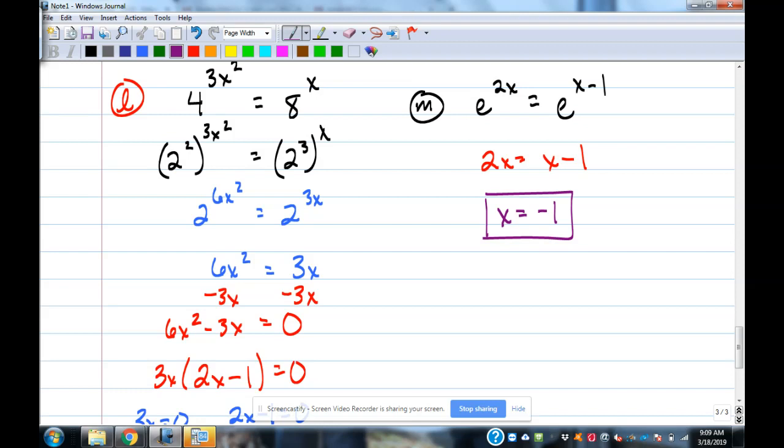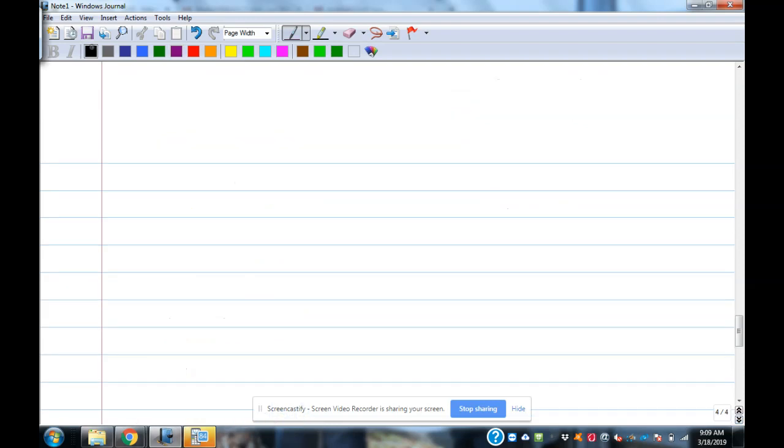Not too difficult. They throw that e in there. Don't get sidetracked on it. It's easy. It's so easy. Let's make a hard problem out of it. e to the 7x times e to the x squared is equal to e to the negative 12.